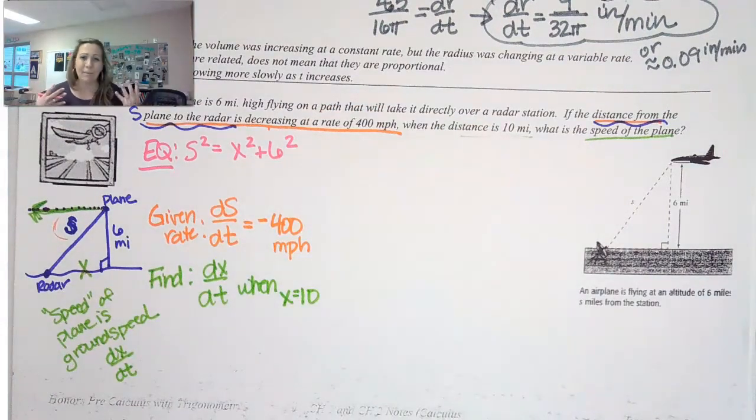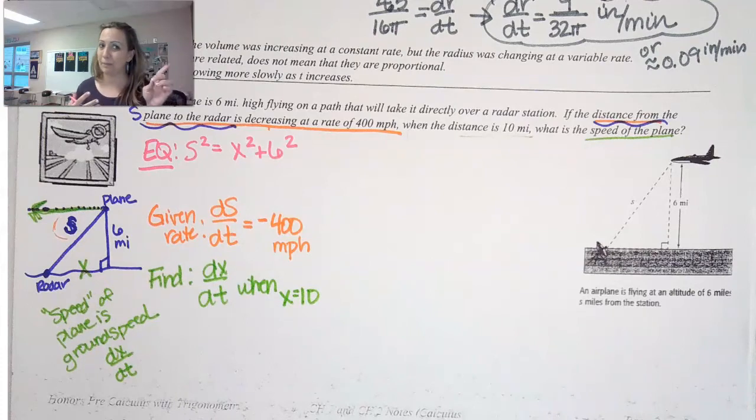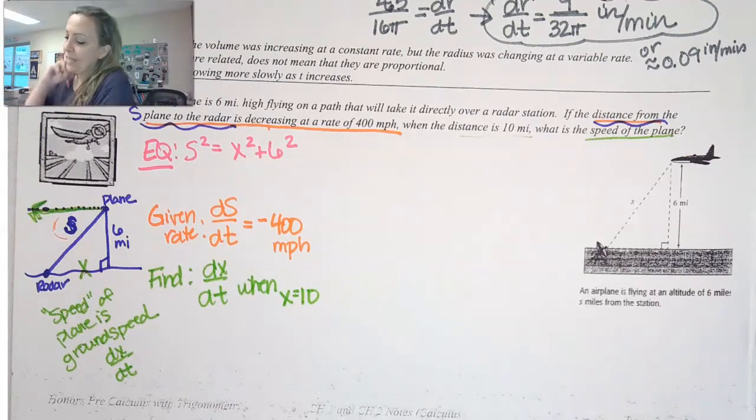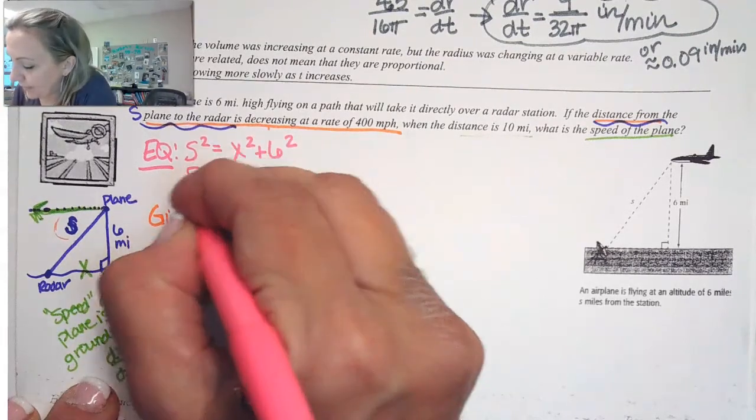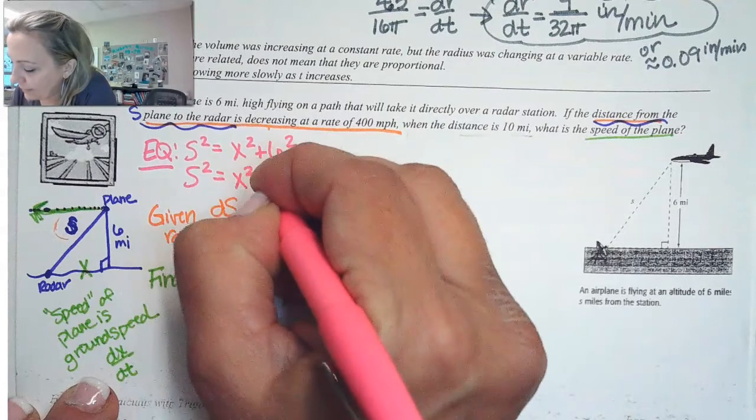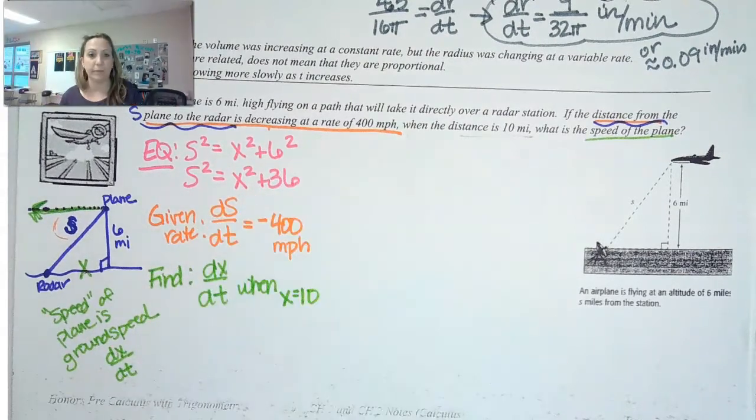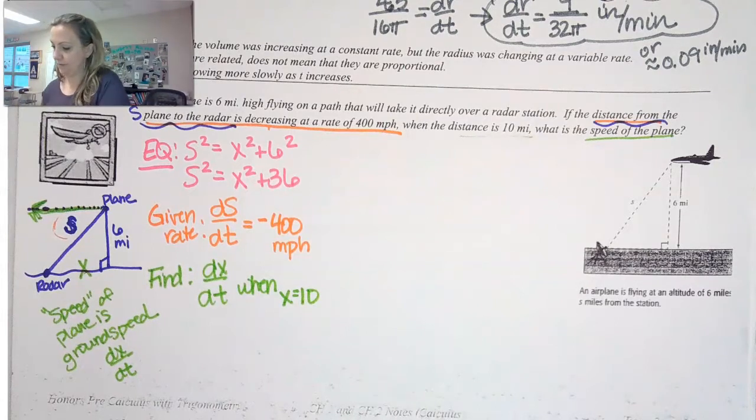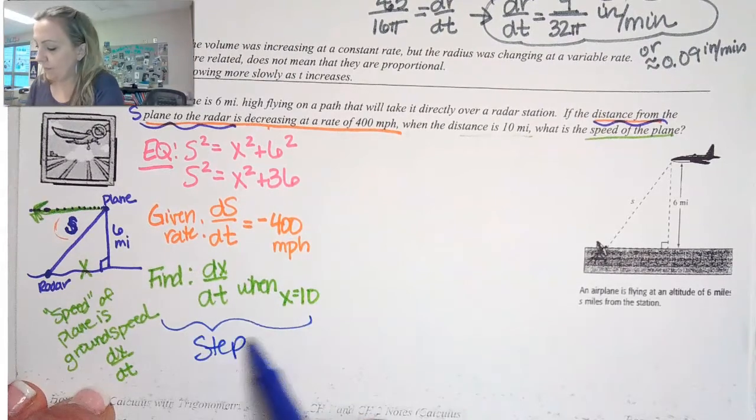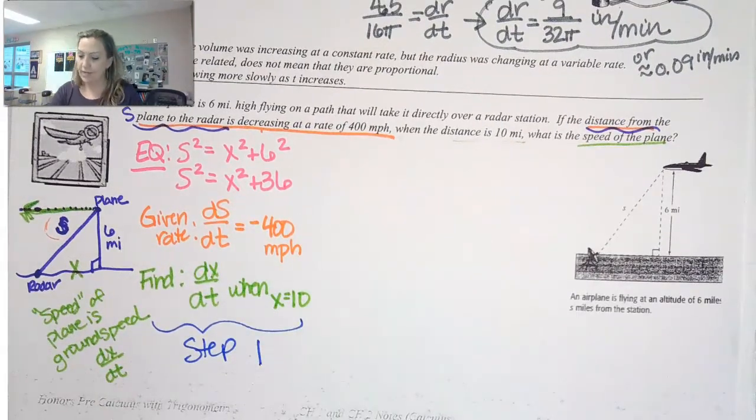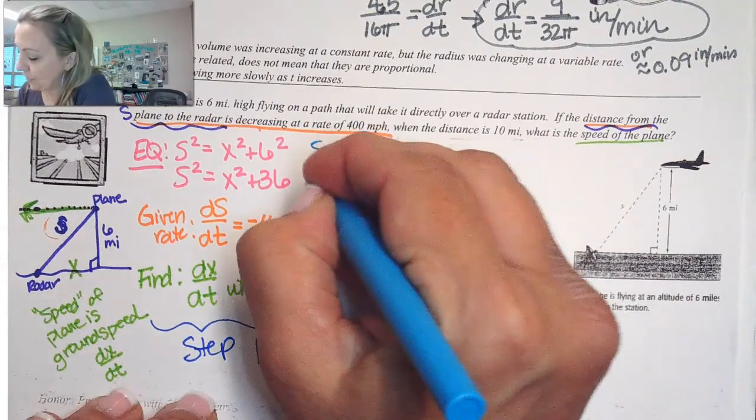So that's something that maybe I wouldn't have thought of at first. But after I investigate the problem and put the pieces in the puzzle, this is where the picture is important, then I was able to figure out, okay, let's do the Pythagorean theorem. So I can simplify that into s squared equals x squared plus 36, okay? And that's my step one. So now let's go on to step two.